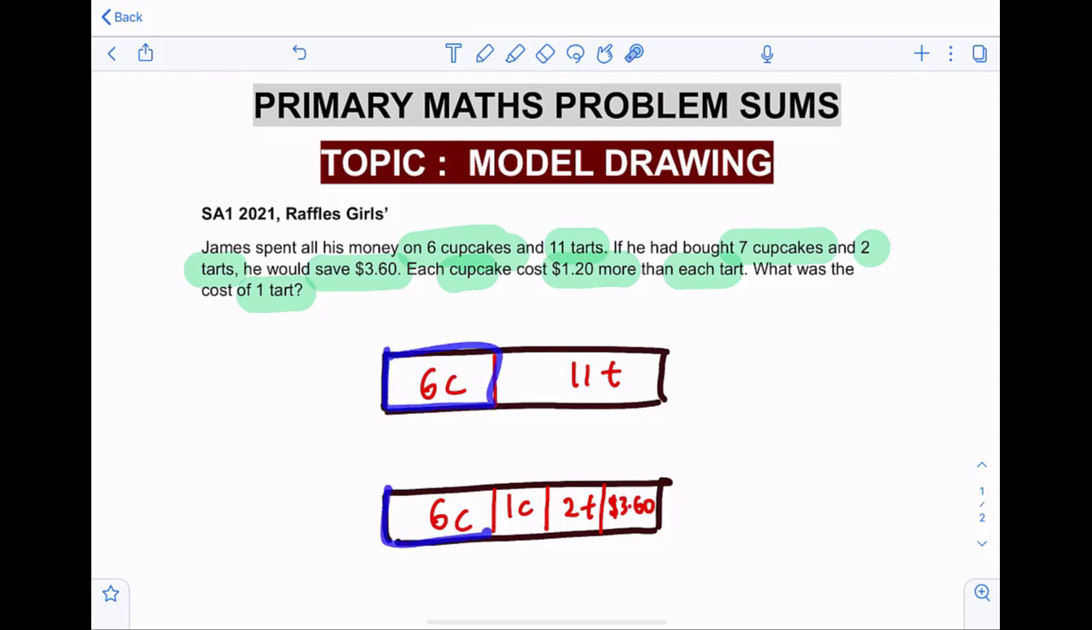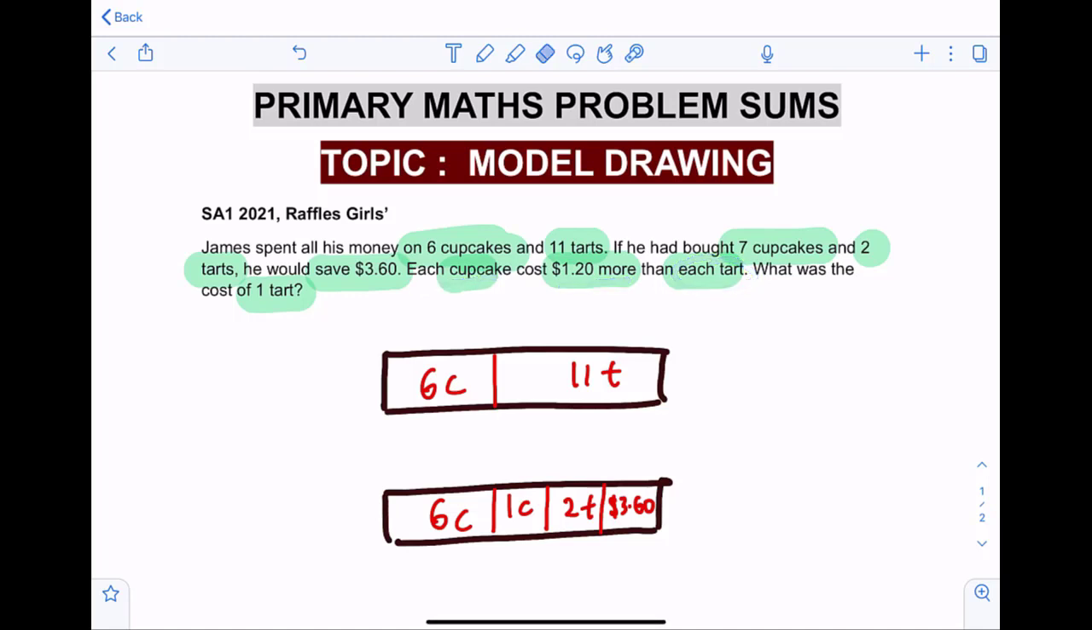this is the repeated identity. This is a common 6 cupcakes, 6 cupcakes here as well, and 11 tarts. What we can also say, it is the same as this section here. 1 cupcake plus 2 tarts plus $3.60. Alright, now what is 1 cupcake? 1 cupcake is $1.20 more than each tart.